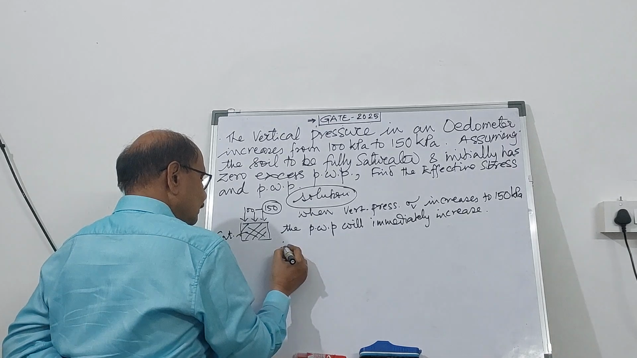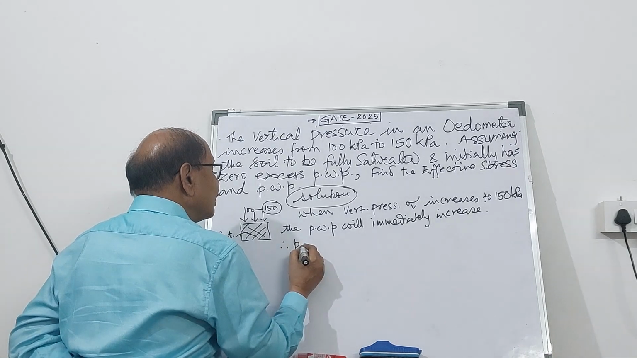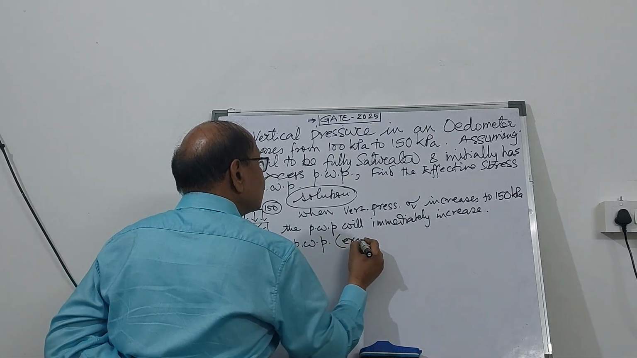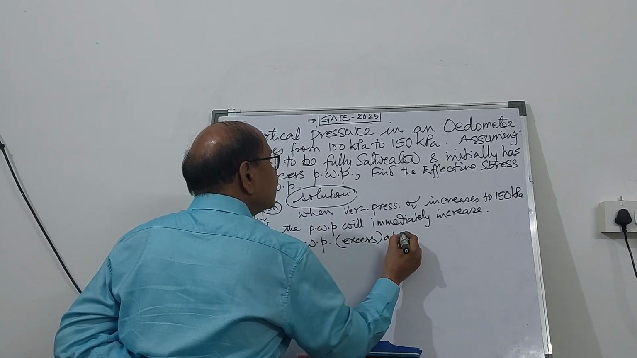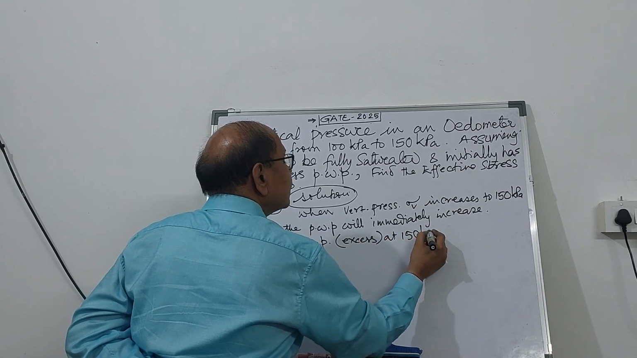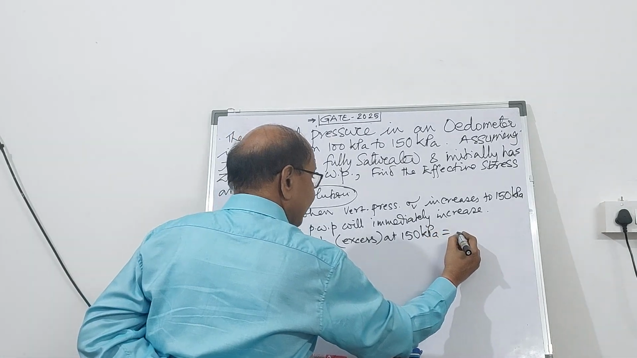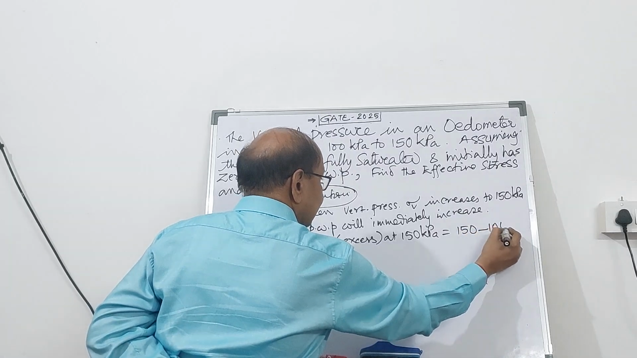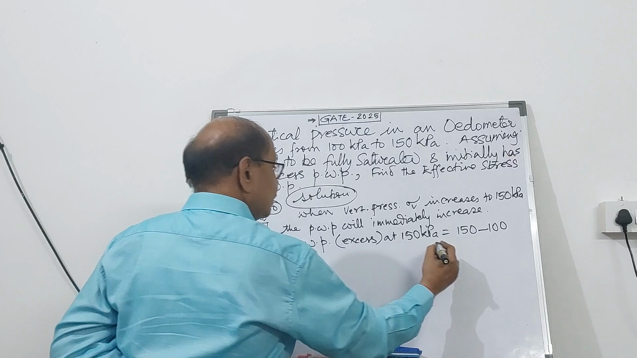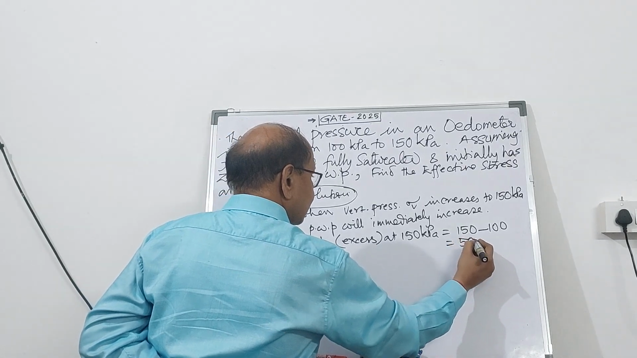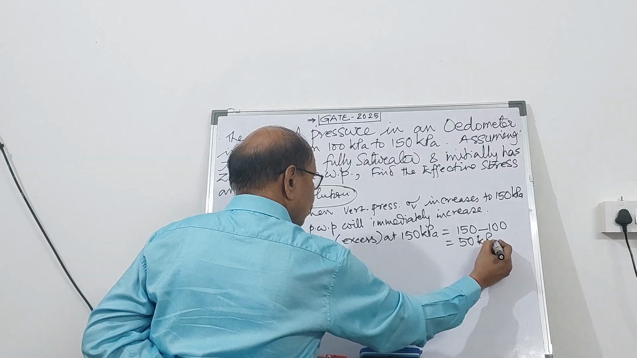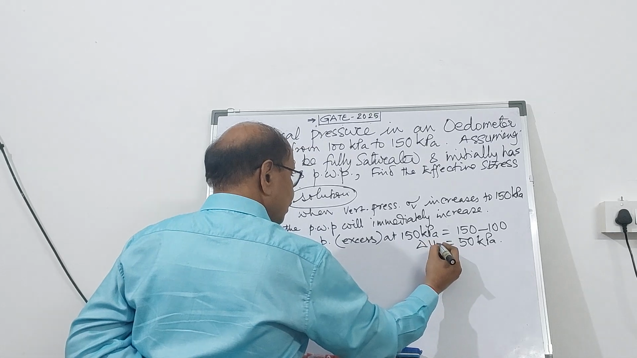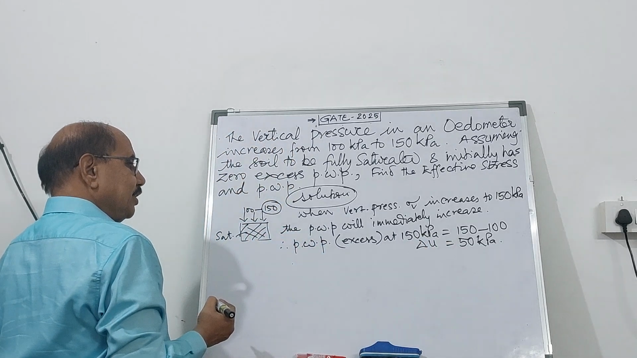So therefore, the pore water pressure at 150 kilopascal will be 150 minus 100. At 100 it was 0. So the net increase is going to be 50 kilopascal. So there is the increase in pore water pressure immediately.